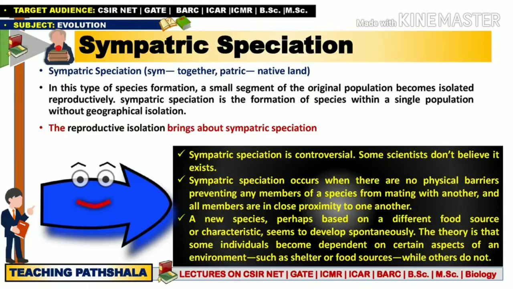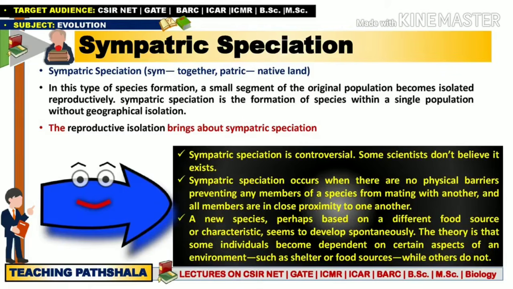A new species, perhaps based on a different food source or characteristic, seems to develop spontaneously. The theory is that some individuals become dependent on certain aspects of an environment such as shelter or food source, while others do not. So that means the new species are forming because they are gaining a different kind of habitat, and it may include a different food habit as well as different characters.